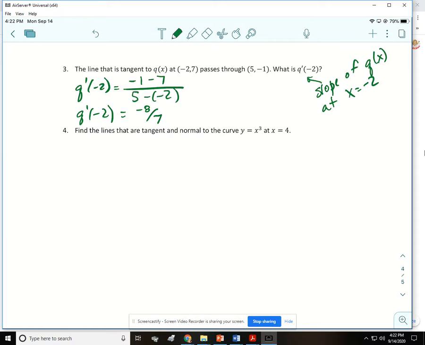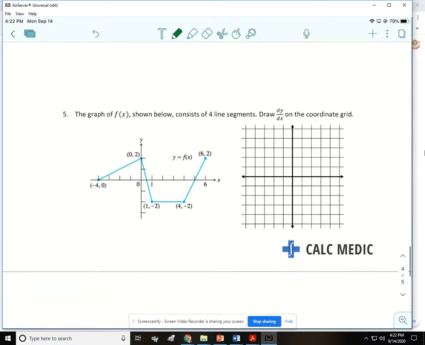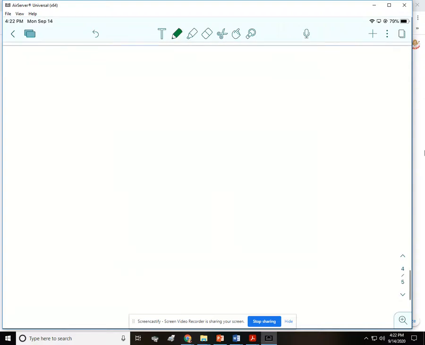Okay, and number 4 is a long problem. So we're going to find the lines that are tangent and normal to the curve y equals x cubed at x equals 4. Okay. To do this, I need to talk to you guys about stuff that I really wish you would have learned before you got to calculus, but it just wasn't in the cards for us this year. So there's something called Pascal's triangle.